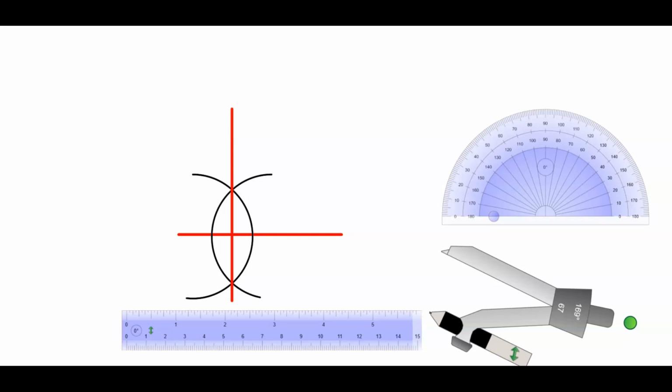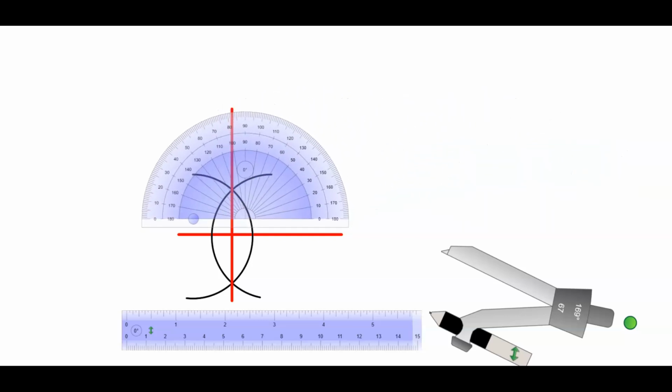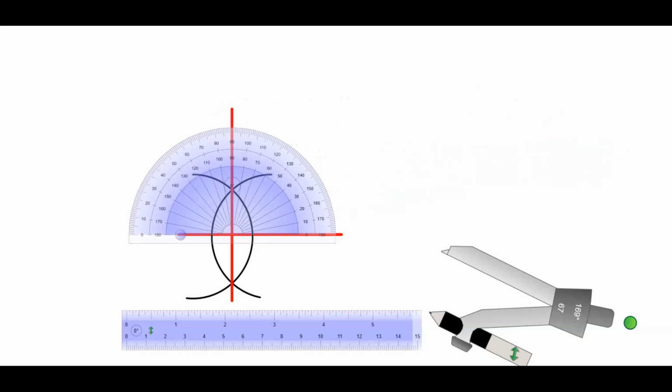We can check to see if they are by using our protractor. Place it right here and we can see that in fact it is exactly 90 degrees. So these two lines are perpendicular lines.